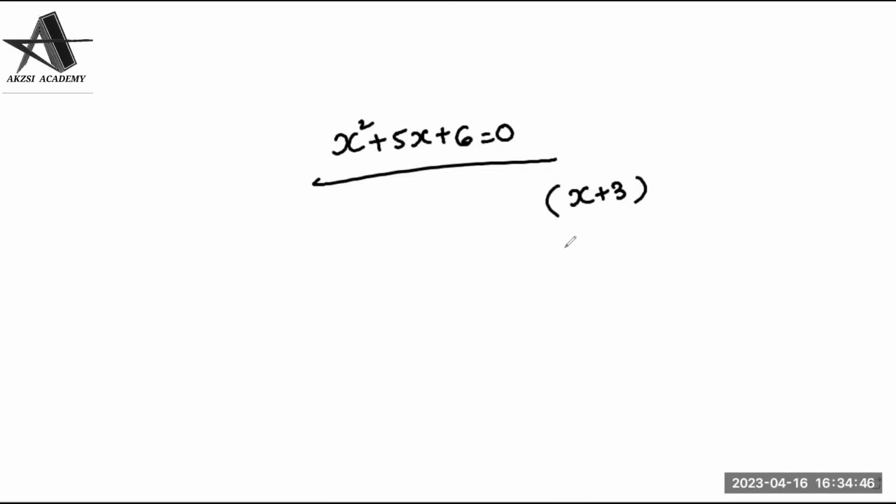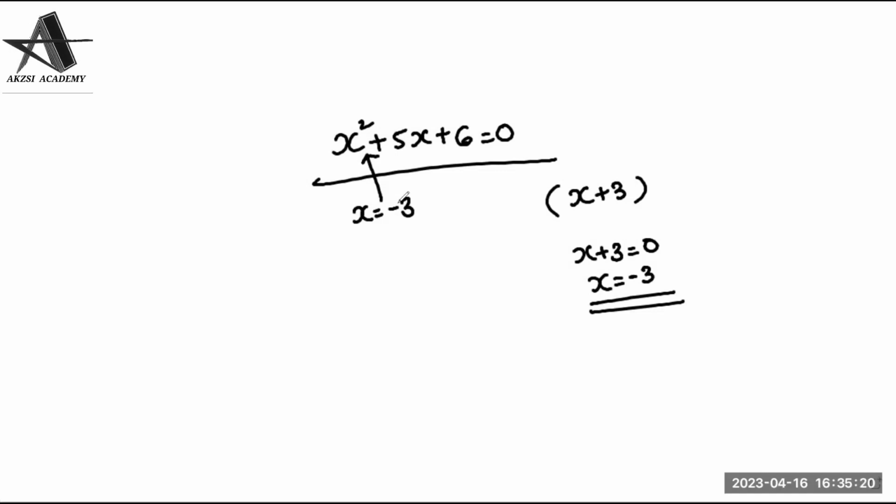Suppose this is the equation, x squared plus 5x plus 6 equals 0, and it's given whether x plus 3 is a factor or not. If x plus 3 is a factor, that means x plus 3 equals 0, or x equals negative 3, is a solution of this given algebraic expression. That means when I put x equals negative 3 in the given equation, I should get 0 as my answer. Solution of a particular algebraic expression means those values of x for which the value of y is 0.